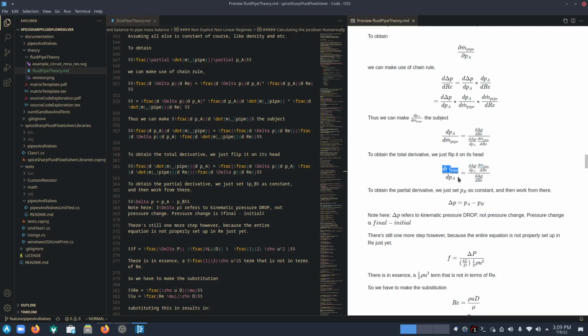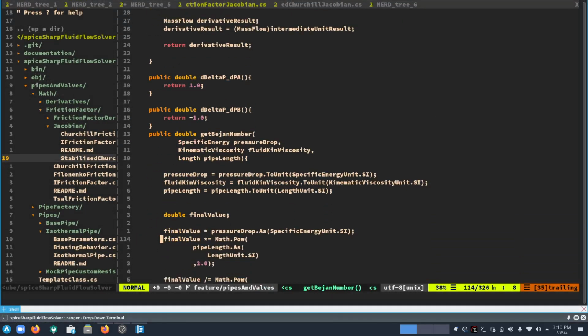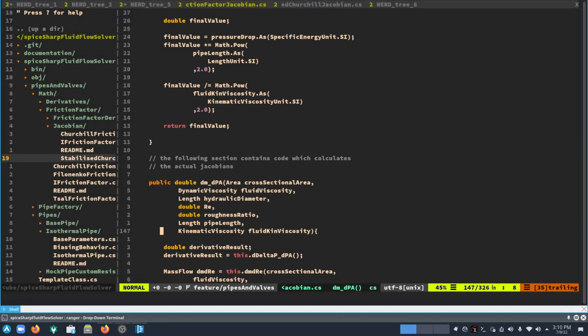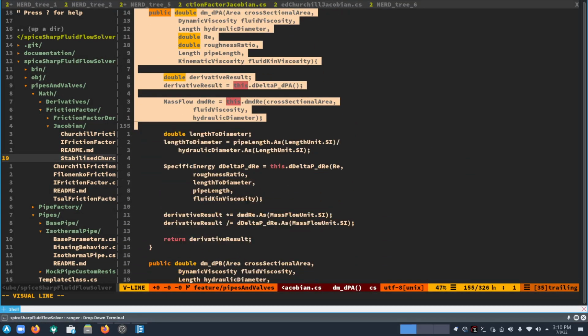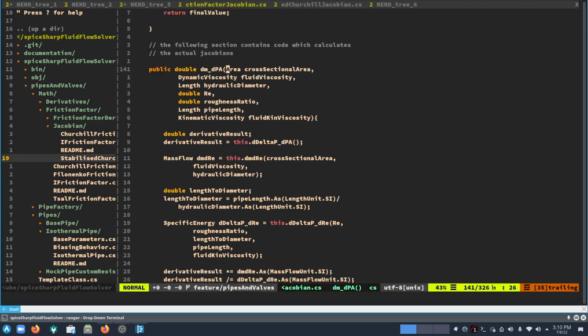I should be able to get my Jacobian terms here, dmPipe/dPA. So where's the dmPipe/dPA? Okay, this is one example. I will need the cross-sectional area, dynamic viscosity, hydraulic diameter, Reynolds number, roughness ratio, pipe length, and fluid kinematic viscosity. These are all the data that you need. It's a lot of inputs, but I will keep it that way. It's explicit, it tells you what you need. At least for this iteration, I don't overcomplicate the code design.